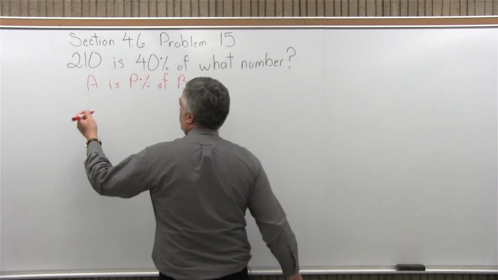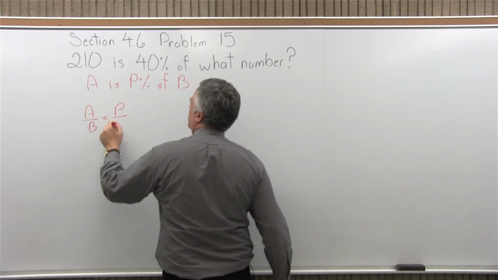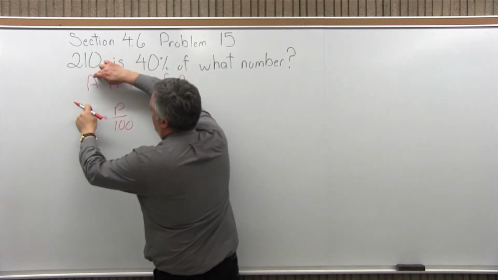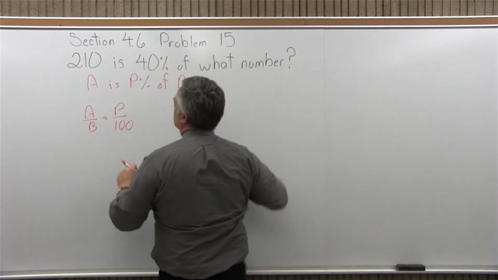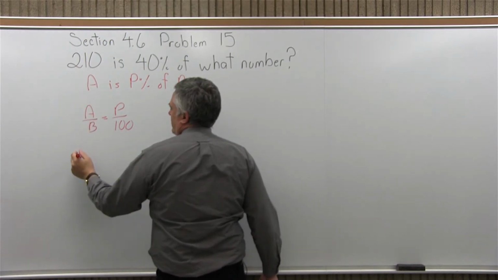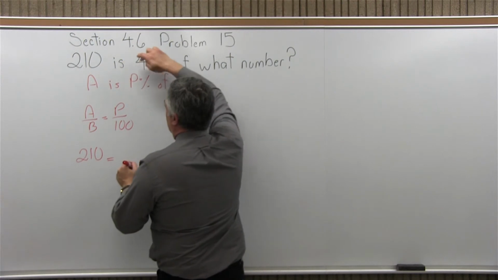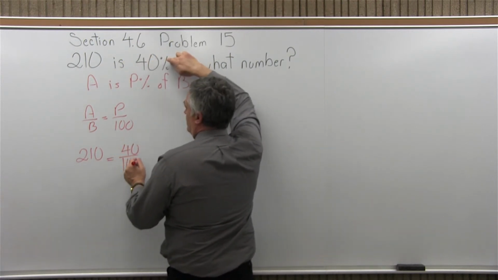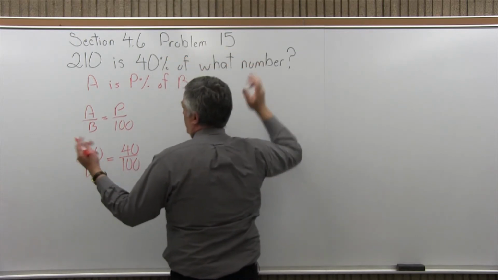So once you have it in that format, you're going to use the equation A over B equals P over 100. And as you fill it in, what I say is you just go around the circle. Start with A. A is P percent of B. So as I fill that in, the first thing in the numerator of the left fraction is 210, the A. The P becomes my 40%. So the 40 is in the numerator, the percent, the denominator is 100, of B is the unknown. So what number? I just leave it B.